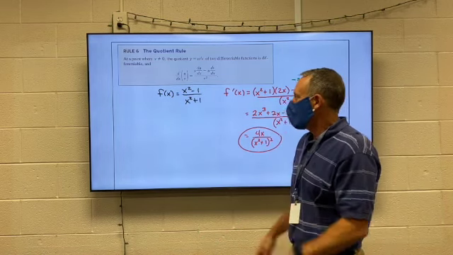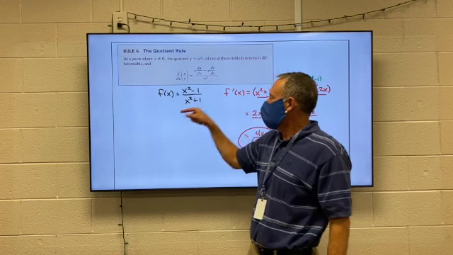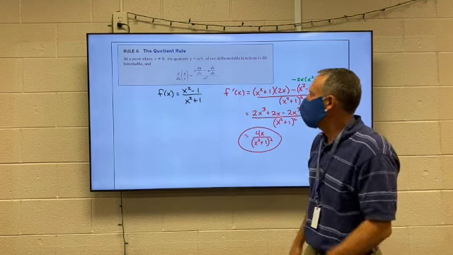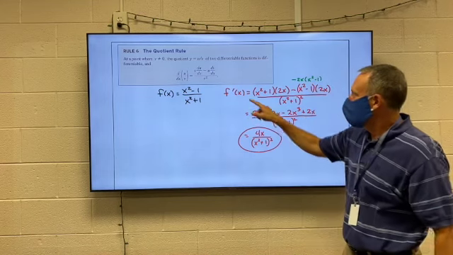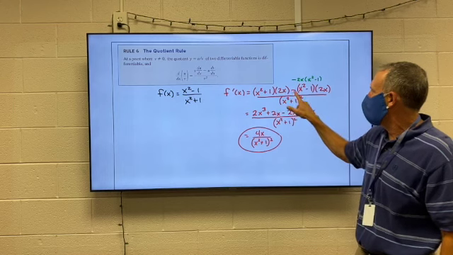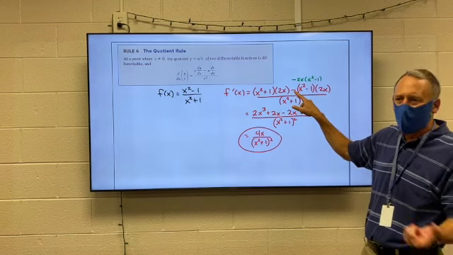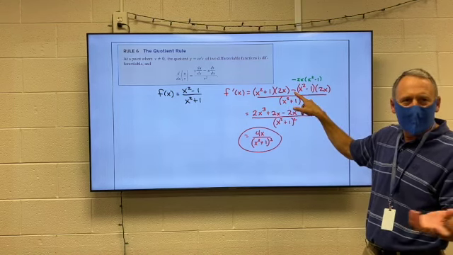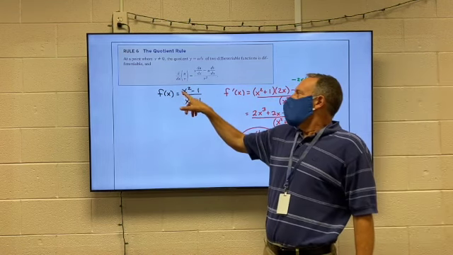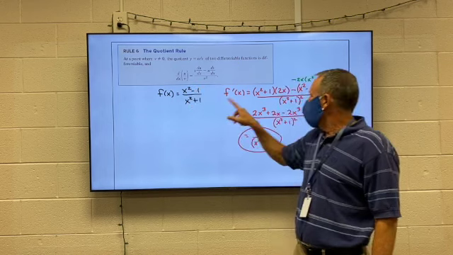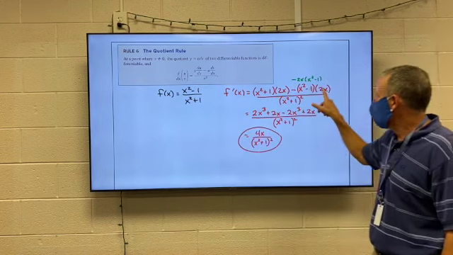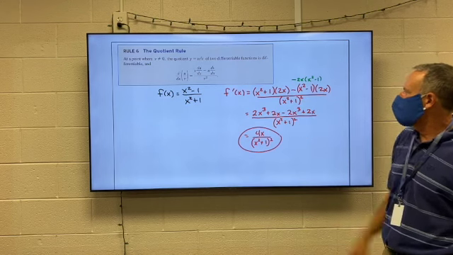All right. So here is a function. We have to use the quotient rule. Okay, and the quotient rule says denominator times the derivative of the numerator, which is 2x, minus, oh, every once in a while I get a kid that puts a plus there instead of a minus. No, it's minus. Okay, minus the numerator, x squared minus 1, times the derivative of the denominator, which is 2x, all over denominator squared.